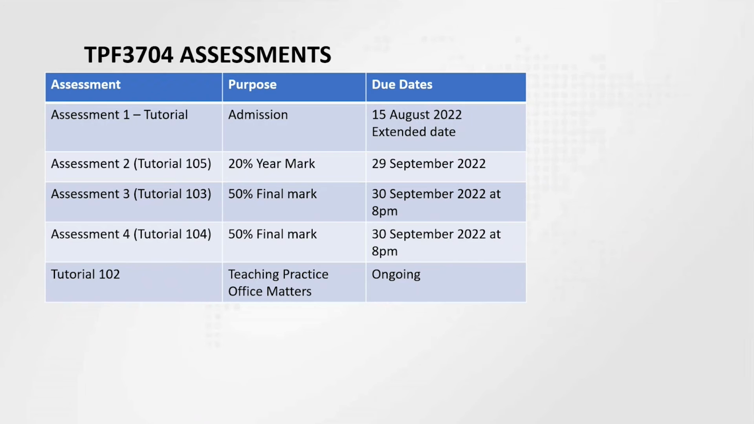Here are your assessments, your assignments. Assessment 1 is for admission purposes. Even if you have submitted an incomplete assignment, you get 5%. If it doesn't have a school stamp, or it lacks some information, you have gained admission just for submitting, because it doesn't count for your year mark or for your final mark. It was extended to the 15th of August and now it's closed. If you haven't submitted, it means you have not gained admission to TPF 3704, period.